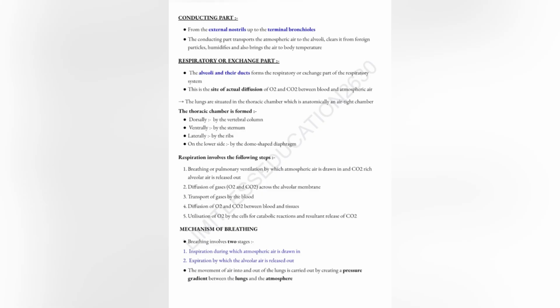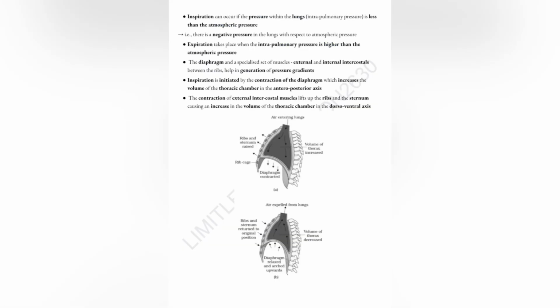Coming to the mechanism of breathing. It involves two stages. Stage 1, inspiration, during which atmospheric air is drawn in. Second stage, expiration, by which the alveolar air is released out. The movement of air into and out of the lungs is carried out by creating a pressure gradient between the lungs and the atmosphere.